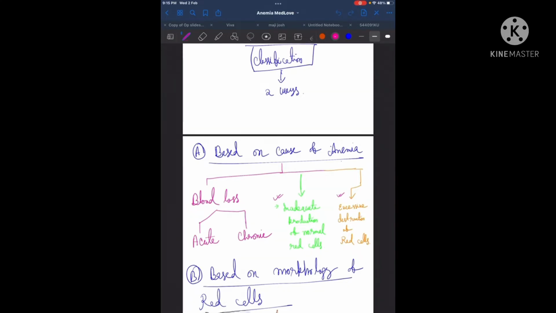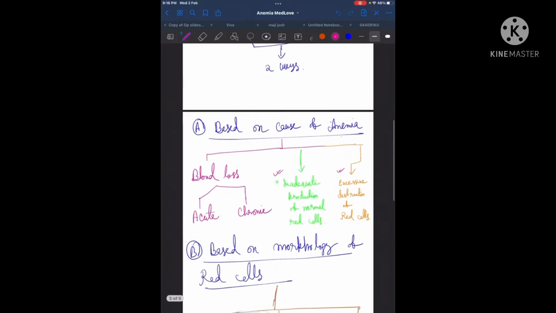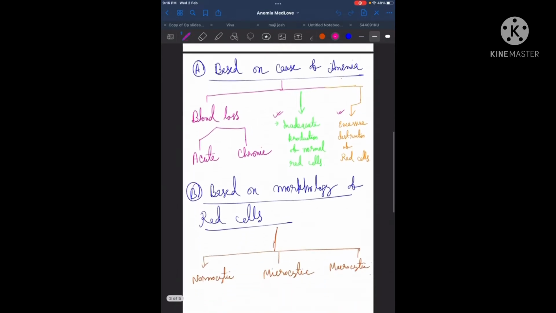In inadequate production of normal cell, there is defect in production of red cell, that is the red cells are not produced normally. And in third one, there is excessive destruction of red cell, in which the red cells are produced normally but they are destroyed after formation. So by these three types, anemia can be caused, based on the cause of anemia.